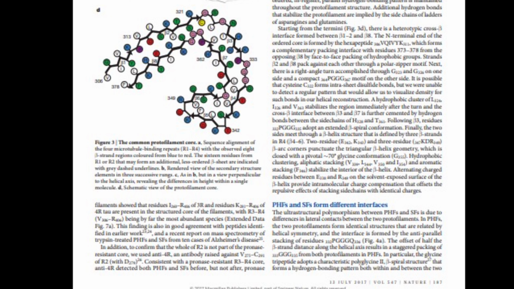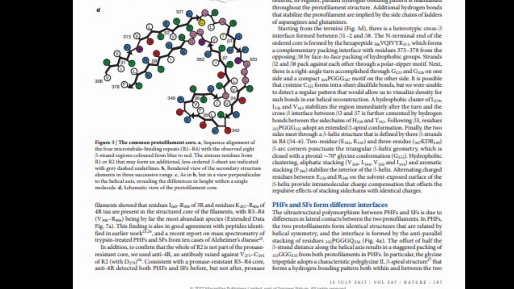Finally, the two sides meet through a beta helix structure that is defined by 3 beta strands in R4, beta 4 to beta 6. 2 residue, E342, K343, and 3 residue, 347 KDR 349, beta arc corners punctuate the triangular beta helix geometry, which is closed with a pivotal approximately 70-degree glycine conformation, G355. Hydrophobic clustering, aliphatic stacking, V339, L344, V350, and I354, and aromatic stacking, F346, stabilize the interior of the beta helix.